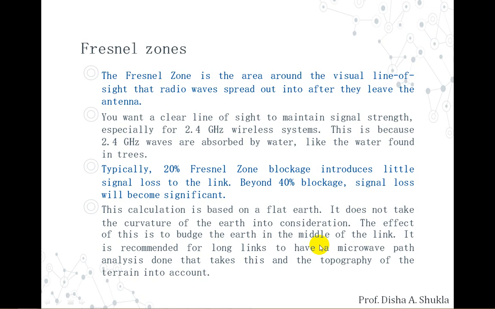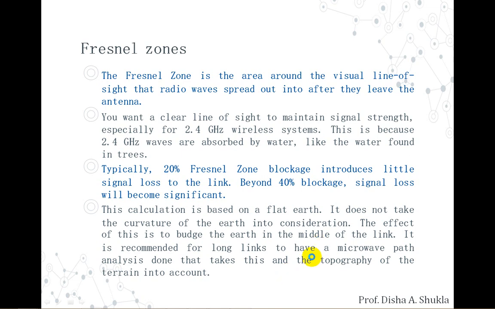Basically this calculation is based on the flat earth. The Fresnel zone is a kind of area between the transmitter and the receiver when we are talking about line of sight. It is based on the flat earth, so it does not take the curvature of the earth into consideration. The effect of this is to bulge the earth in the middle of the link. It is recommended that for long links, a microwave path analysis be done that takes this and the topography of the terrain into account.